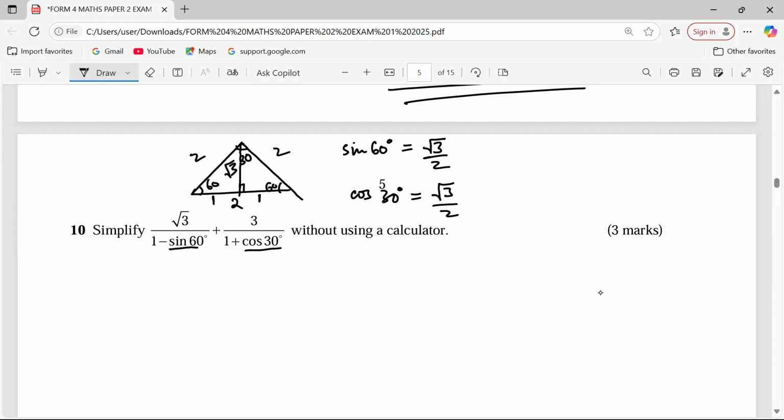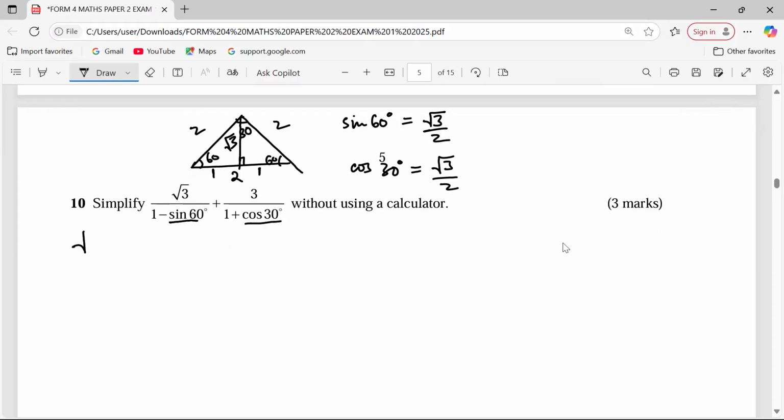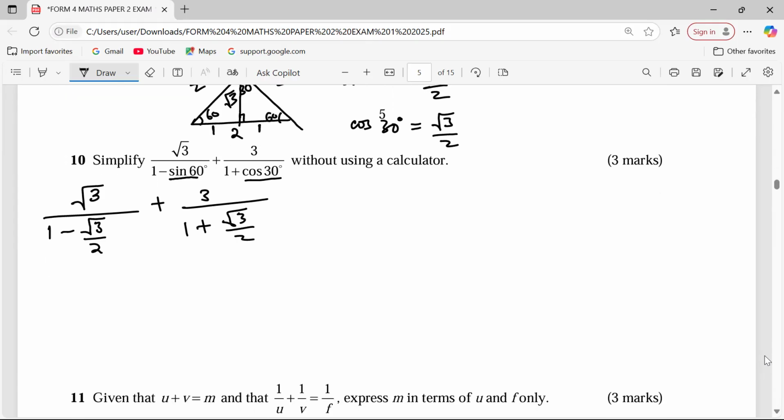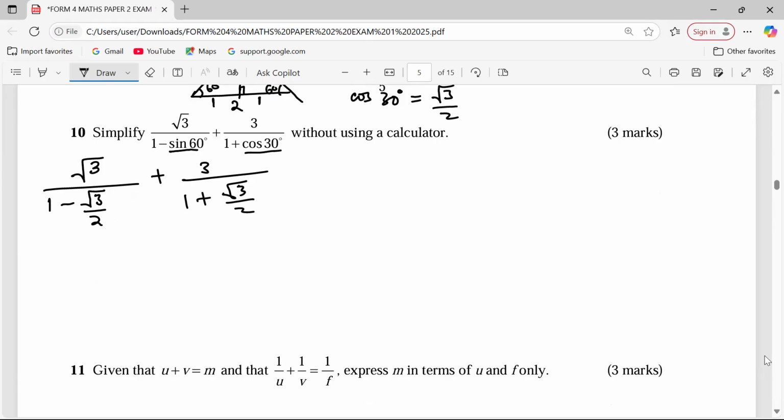So now we apply the same in our expression here. The root of 3 out of 1 minus root 3 over 2, then plus 3 out of 1 plus root 3 over 2. With this now, we can proceed to work out our surd. It's now a surd statement, a surd expression. So let's work it out.